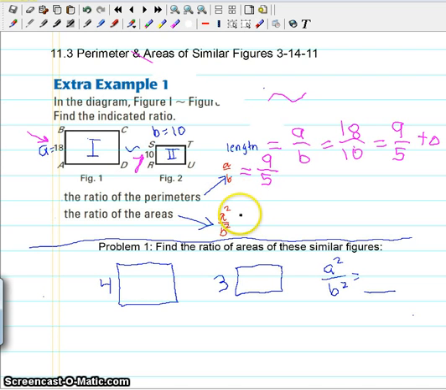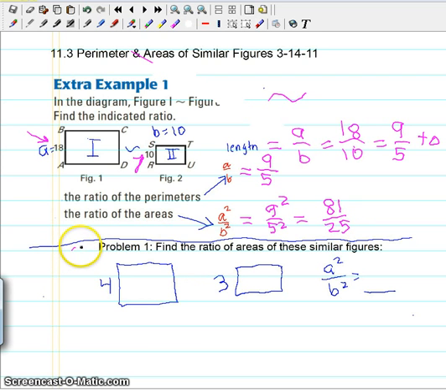Now the ratio of the areas, as we learned on the last slide, you simply take corresponding side lengths, so I can take the ratio of the sides. We can even use the simplified version of 9 to 5. And I square those both, and that will give me the ratio of the areas of these two similar figures. So if I square the 9, I get an 81. If I square the 5, I get a 25. So the ratio of these areas is going to be 81 to 25. So in other words, the area of figure 1 is a little more than 3 times the area of figure 2.